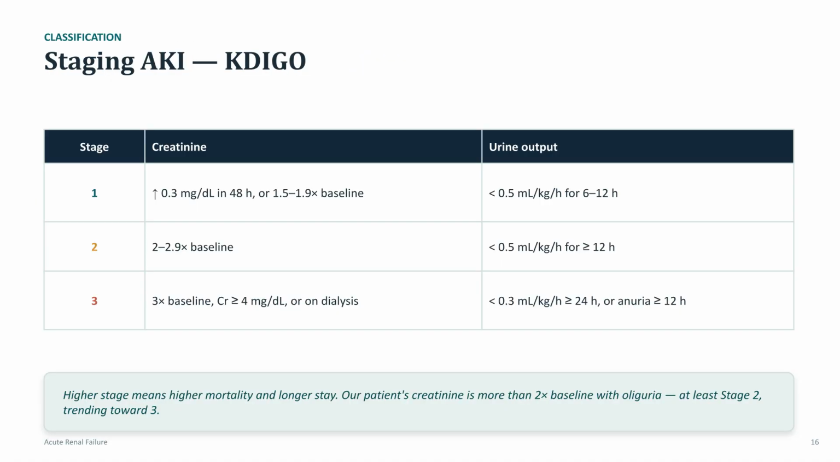Once you have identified acute kidney injury, the KDIGO staging system helps quantify its severity. Base your staging on whichever marker is worse, the serum creatinine or the urine output. Higher stages are clinically significant as they correspond to increased mortality and longer hospital stays for our patients.